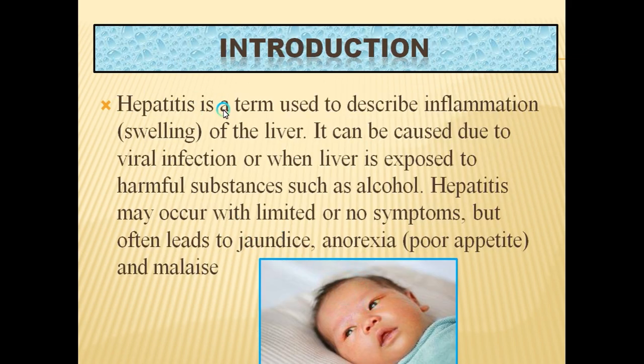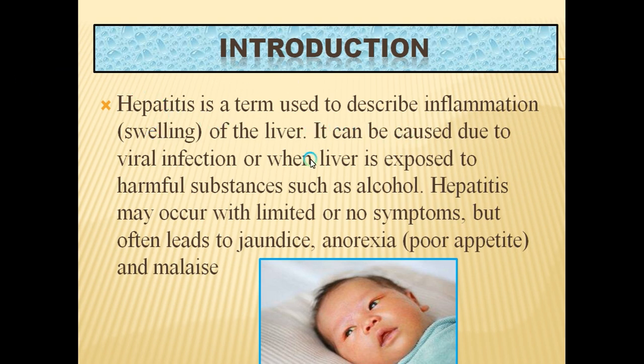Now, what is hepatitis? Hepatitis is a term used to describe inflammation or swelling of the liver. Okay, so whenever we use the word itis, it always indicates inflammation, and because this is inflammation of the liver, we know what are the changes which can occur due to inflammation. The size increases, the local blood supply increases, there will be formation of exudate and all those things. So those all symptoms will be there in hepatitis.